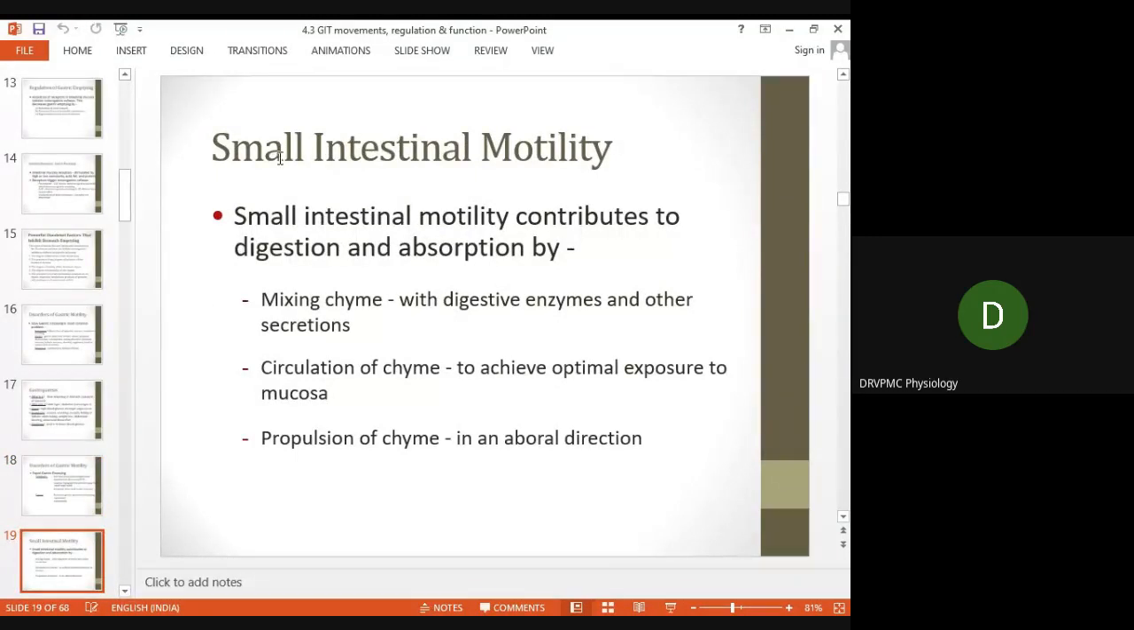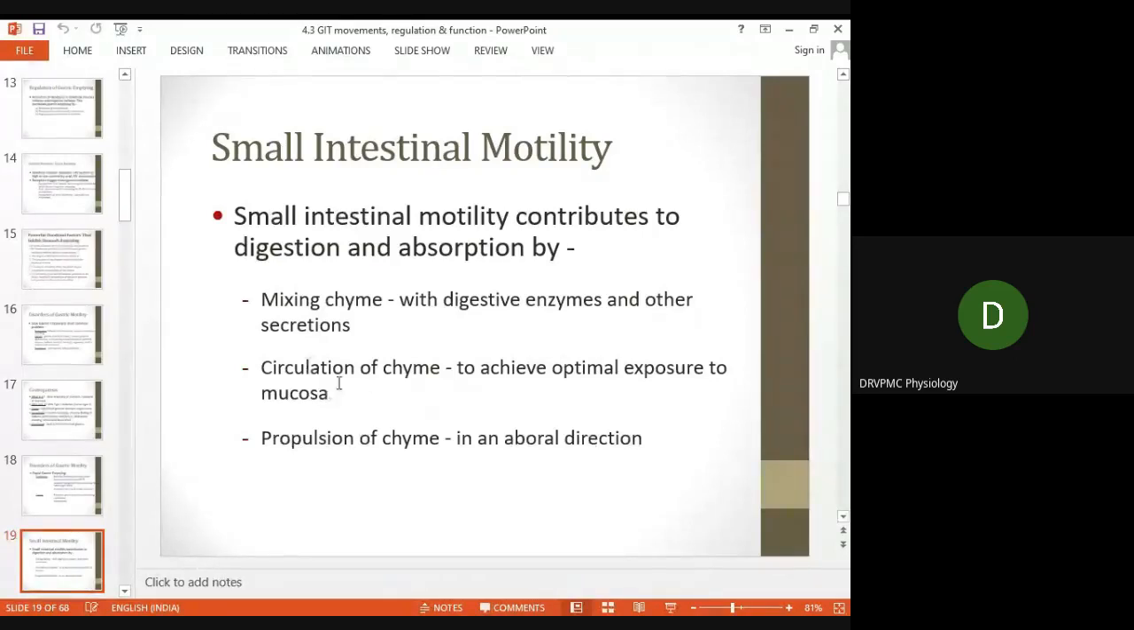Next, we move on to the small intestine. Let's discuss small intestinal motility. What is small intestinal motility? It contributes to digestion and absorption by mixing, circulation, and propulsion of the chyme. Mixing of the chyme with digestive enzymes and other secretions is due to small intestinal motility. Then circulation of the chyme to achieve optimal exposure to the mucosa.